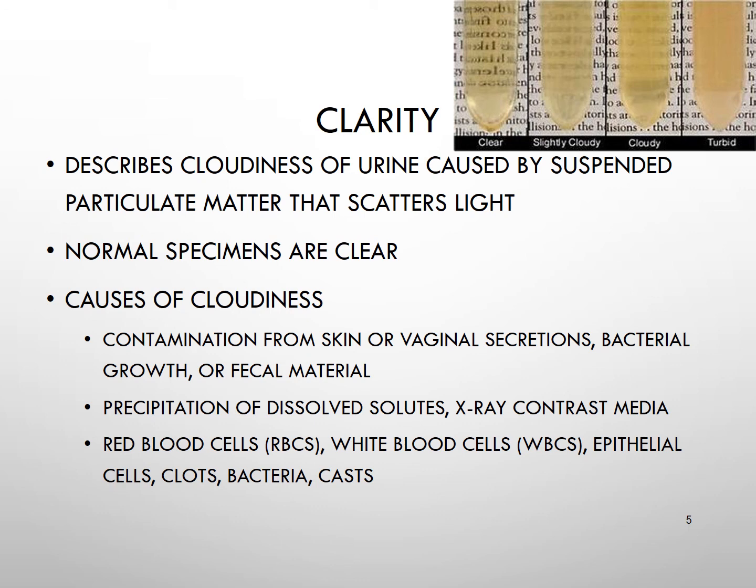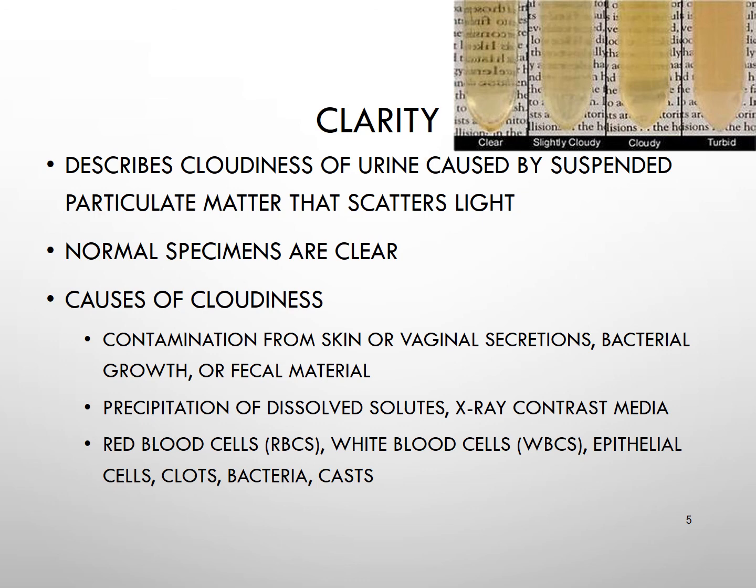Now when you have a cloudy specimen as seen in the third image there, you have significant particulate matter, and usually the newsprint behind it is difficult to read and view. Here you might have some crystals, some epithelial cells, some fats, or any kind of microbes such as bacteria or yeast, or again some contaminants.